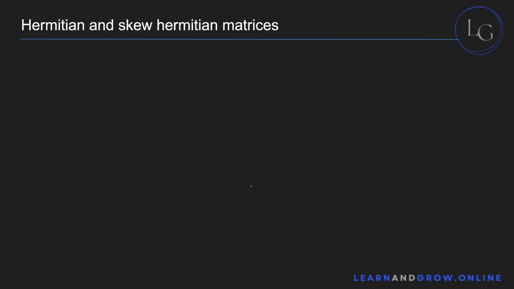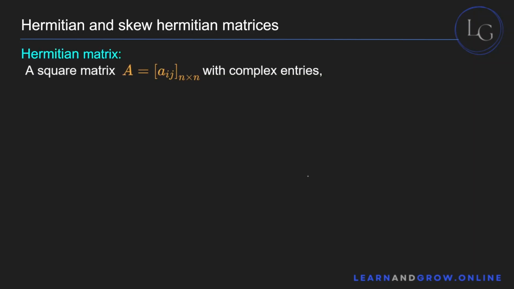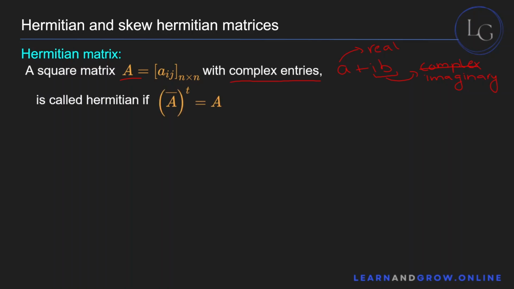Now, Hermitian and skew-Hermitian matrices. So a Hermitian matrix is let's just take a square matrix A with complex entries. Now, basically, a complex number is in the form A plus IB. Now, A is the real component of the complex number, and IB is the imaginary part of the complex number. Now, a square matrix A with complex entries is called Hermitian if the transpose of the conjugate of A is equal to A.